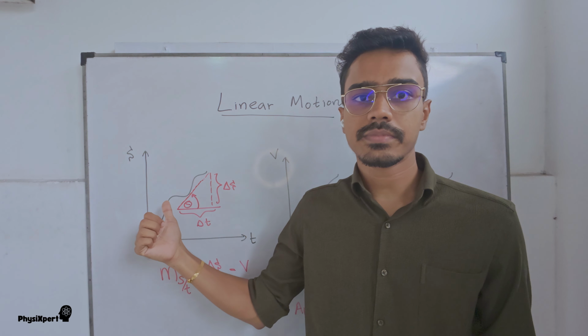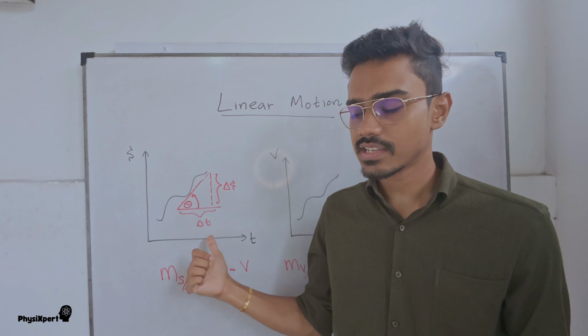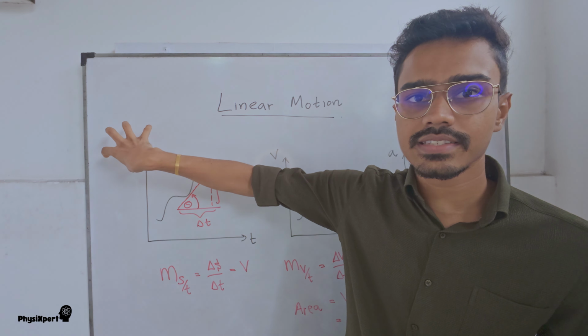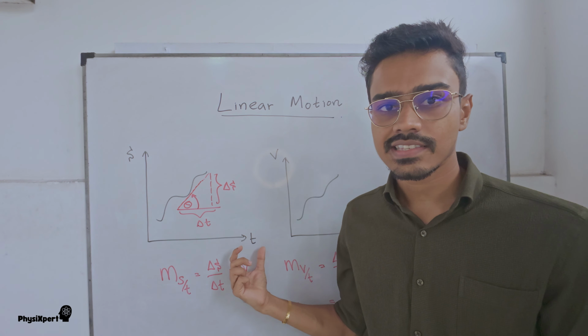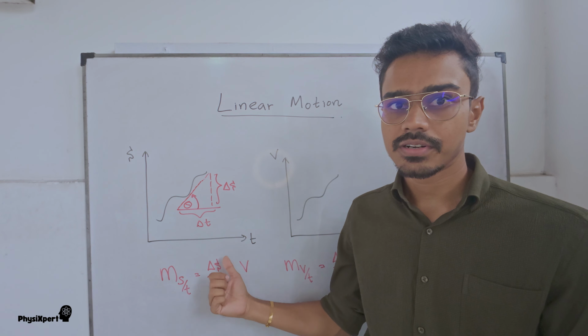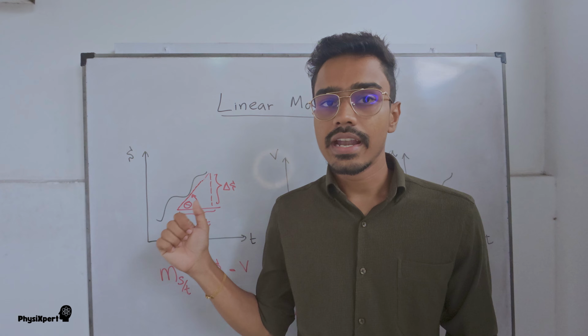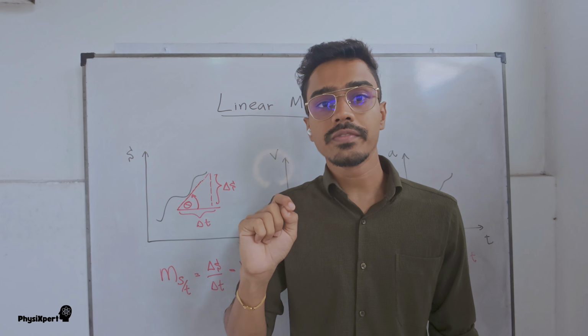First one, displacement time graphs, s against t. The gradient of a displacement time graph is delta y over delta x. Delta y is delta s, and delta x here is delta t. So delta s over delta t is velocity. So the first learning is that the gradient of a displacement time graph gives you velocity, right?